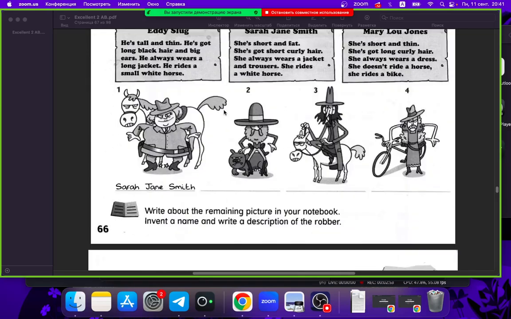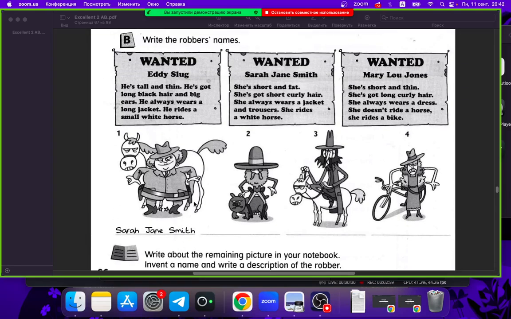Now we go on to exercise B. I'd like to remind you that we work with exercise with page 66. Yeah, you'll have to open it. And now we are going to read some signs. There are four pictures of people, and these are robbers or criminals, and they're all wanted. So people want to find them.